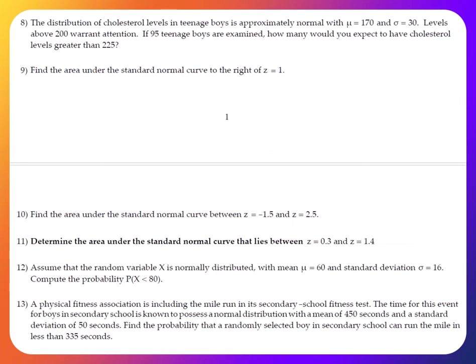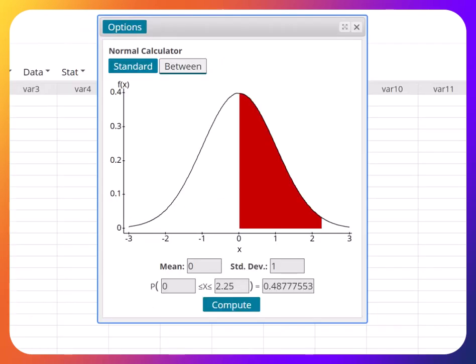Okay, for number 8, the distribution of cholesterol levels in teenage boys is approximately normal with a 170 mean and a standard deviation of 30. Levels above 200 warrant attention. I'm going to reword this question in 2 parts. First part, if one teenage boy is selected at random, what's the probability that he has a cholesterol level more than 225? So we're going to go to StatCrunch and try to do this one.